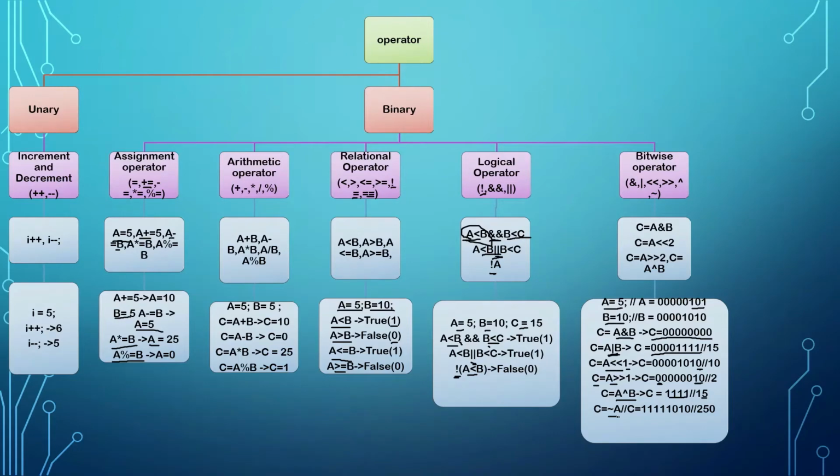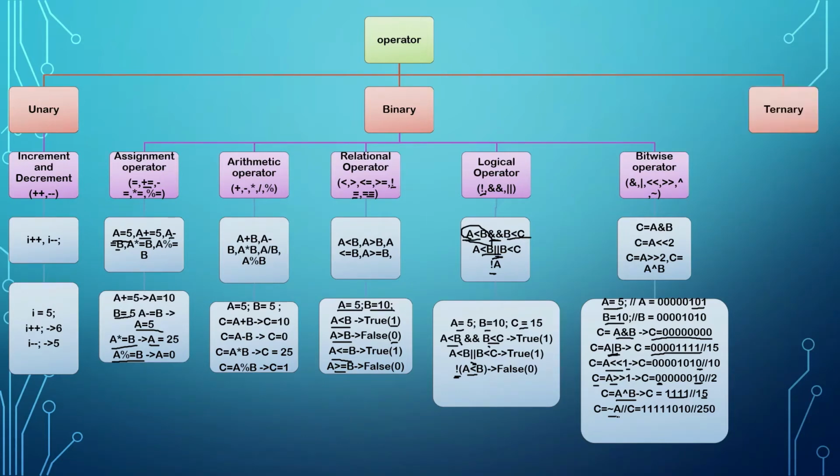This is the bitwise operator. It operates on binary values. So these are the operations to be performed with the bitwise operators.